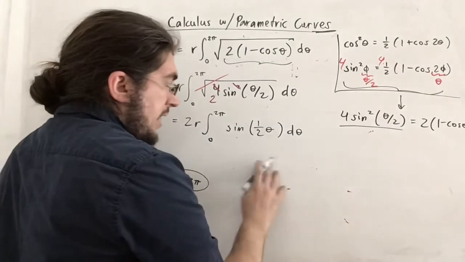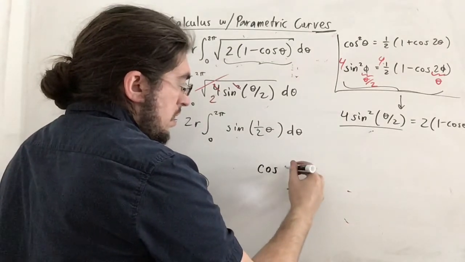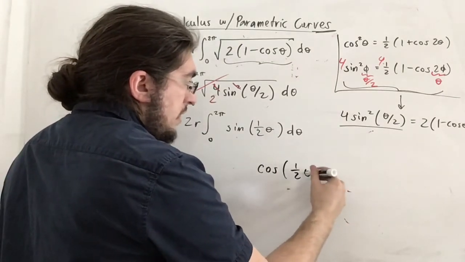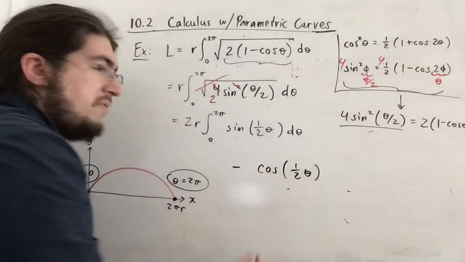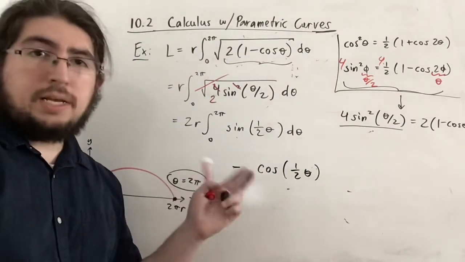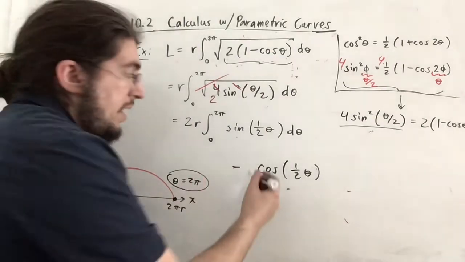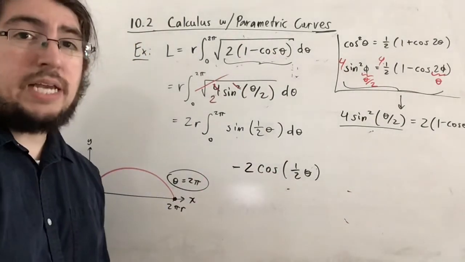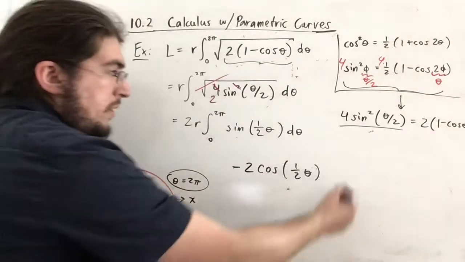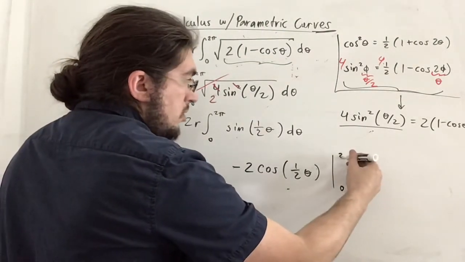Antiderivative of sine is negative cosine. Since it's of 1/2 theta, what do you have to do? You have to divide by the derivative of the inside because the inside is linear. Derivative of the inside is 1/2. Dividing by 1/2 is multiplying by 2, so it's negative 2. And then we evaluate this between 0 and 2 pi.